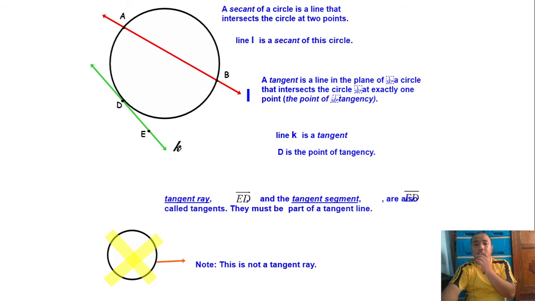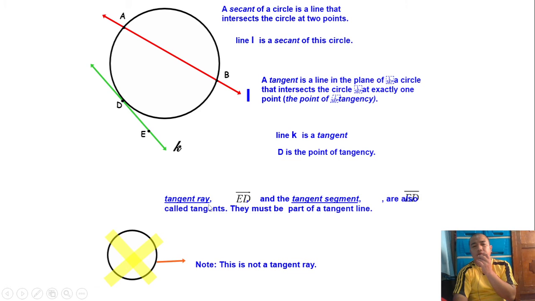A secant of a circle is a line that intersects a circle at 2 points. So line L here, or line AB, is a secant of a circle because it intersects the circle at 2 points. Whereas a tangent line is a line in the plane of a circle that intersects a circle at exactly 1 point. So line K is a tangent, or line D is a tangent, where D is the point of tangency.